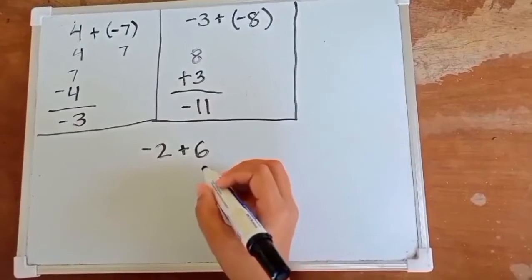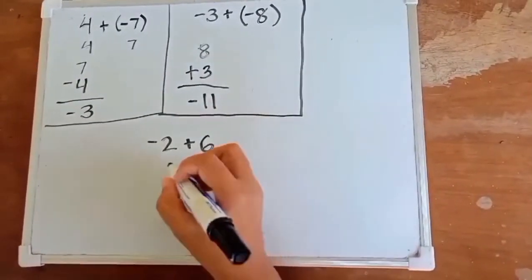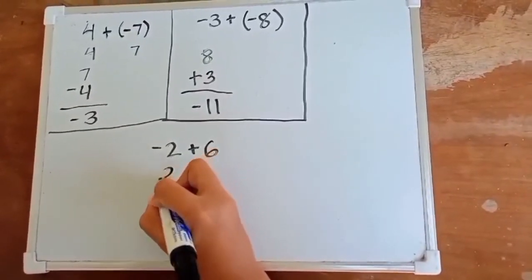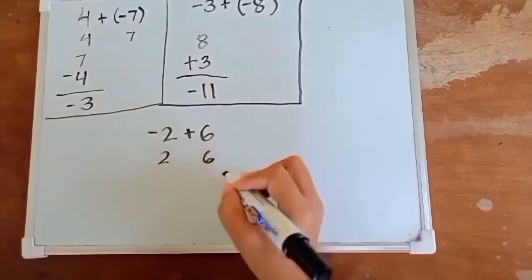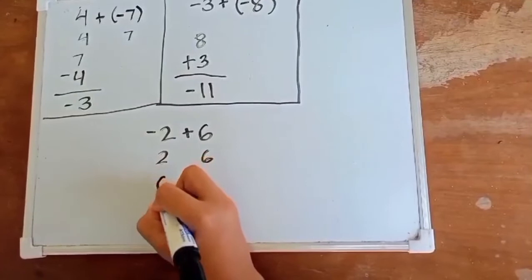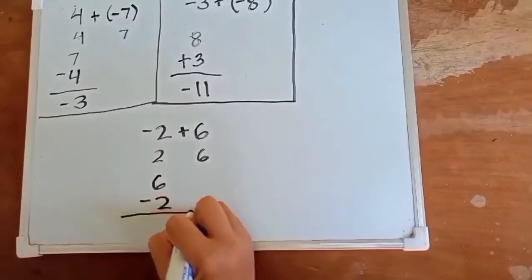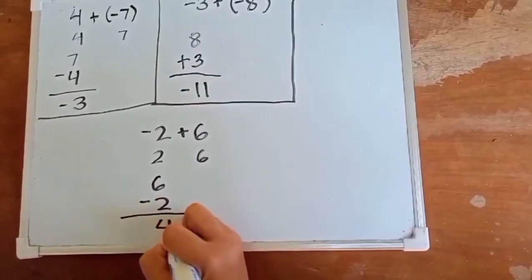For the last example, in this case we have -2 plus 6. Same as the first example, we have to find the absolute value since they have different signs. The absolute value of -2 is 2 and the absolute value of 6 is 6. Subtract the two. 6 minus 2 is equal to 4. Now the larger number, which is the 6.